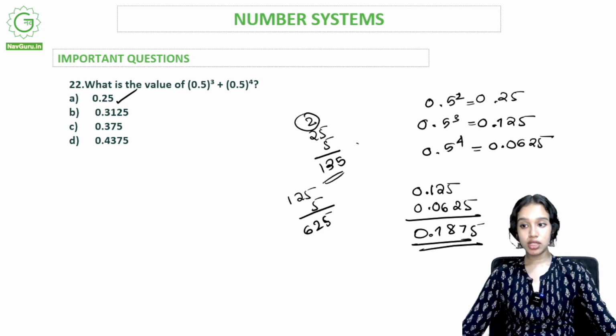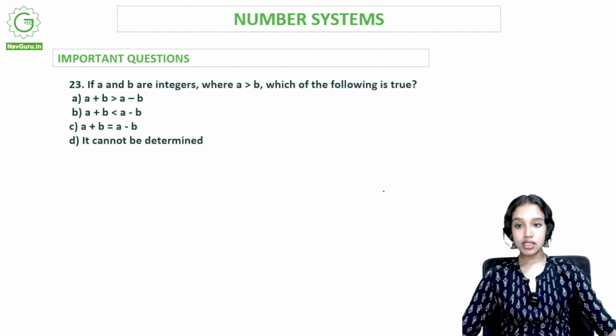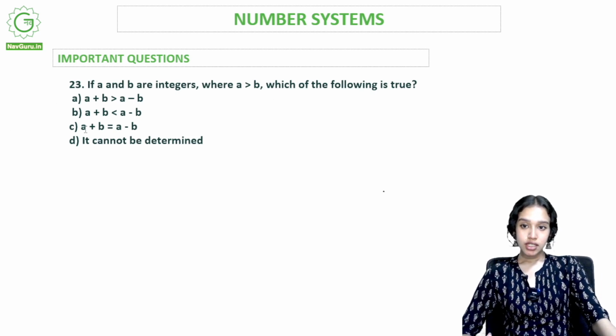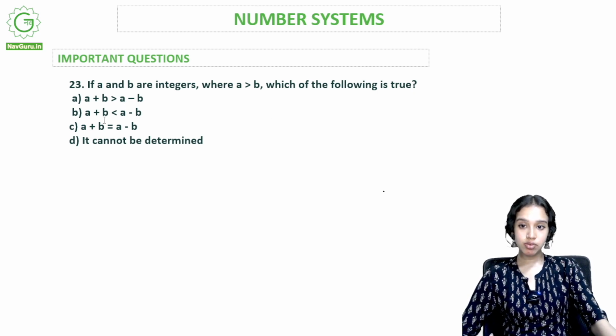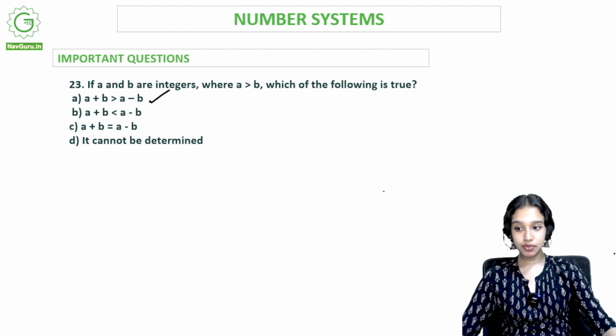Now let's move on to the next question, which is, if a and b are integers where a is greater than b, which of the following is true? So we have 4 options here, which is a plus b is greater than a minus b, a plus b is less than a minus b, and a plus b is equal to a minus b. We could really say the answer is a plus b is greater than a minus b.